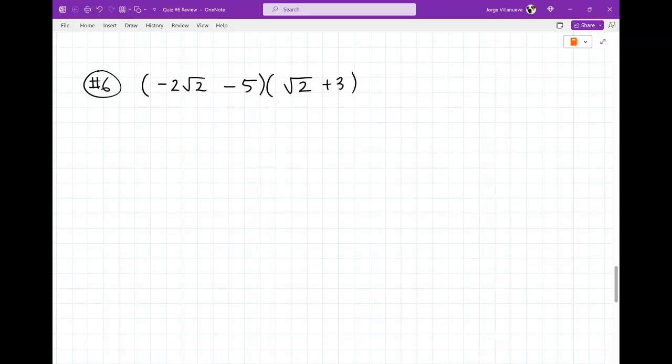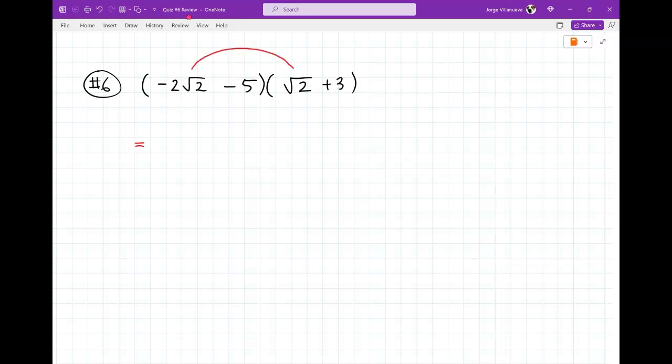So number 6, this is a distribution problem, full distribution. Some people like to say FOIL problem. Okay, that doesn't mean that it's difficult. It's just a little complicated because there's a lot of stuff going on. So just keep your work in order, right? Use lines if you have to. I'll kind of show you that right now, just to keep my work in order.